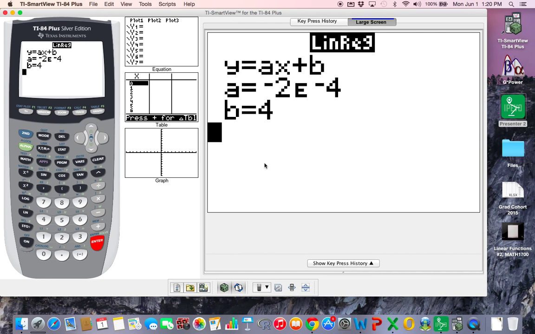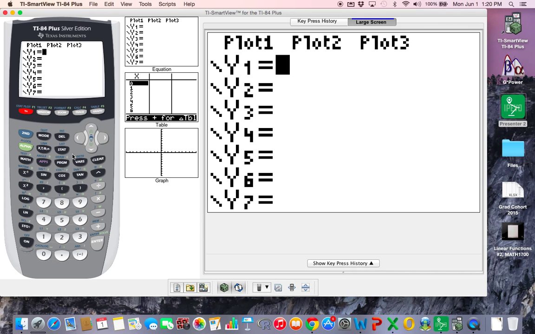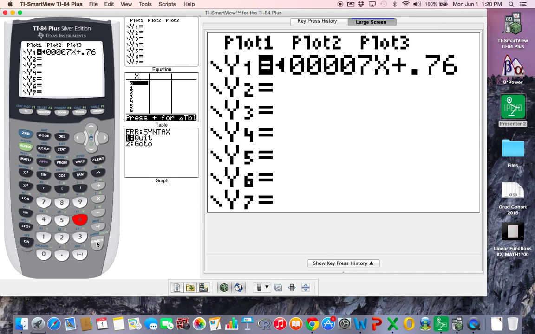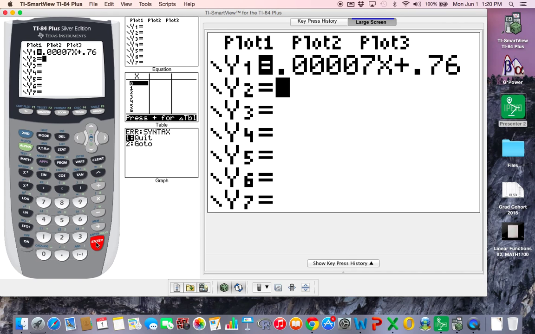Let's go back in here and let's go to y equals. And I want to put in 0.00007x plus 0.76. And I want to show you a function here that, on your calculator, shows how to find the intersection of two lines. Comes in really handy here because the equilibrium point is the intersection of the two lines.